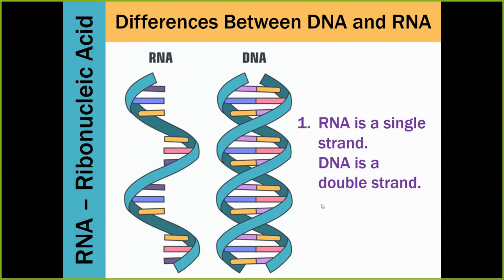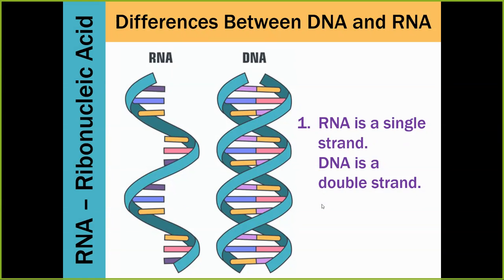All right, so there are three main differences between DNA and RNA. Remember, DNA is the instructions, RNA is the worker. DNA is the recipe book, RNA is the chef, okay? The recipe book is there, it's got all the instructions, but the chef has to read the instructions, gather all the ingredients, and actually do the work of putting together the meal. DNA is the recipe book, RNA is the chef.